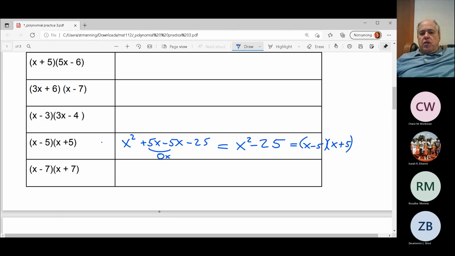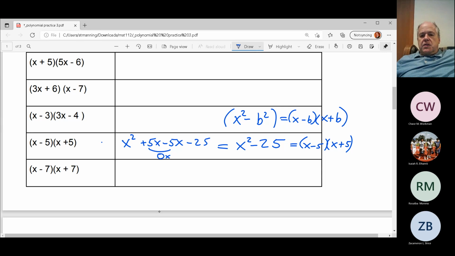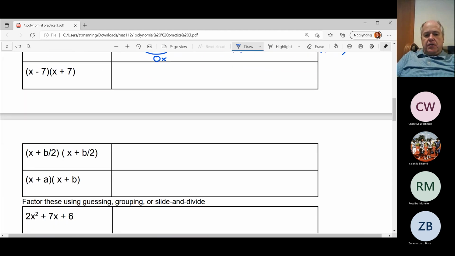So the general form, if you ever see x squared minus b squared, you know that that's going to be x minus b times x plus b. Very handy to recognize the difference of squares automatically can be factored as this. And recognize when I see this, I know that that's going to be x squared minus b squared when I multiply it out. A very handy little fact to know about polynomials.